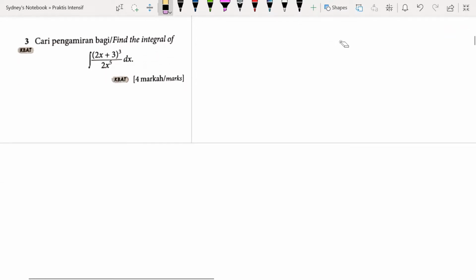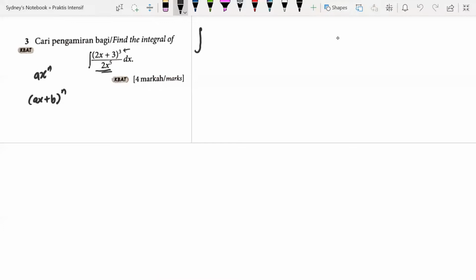Now for your knowledge, we can only integrate the terms that come in this form, ax to the power of n, or ax plus b raised up to the power of n, okay? But the one given here is out of this form that we know of. So what we can do is we have to expand this first. All right, let's expand that part.